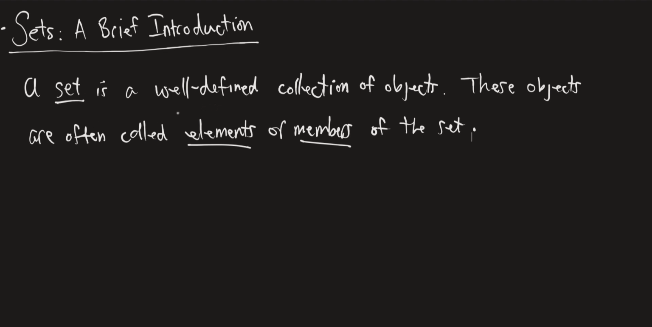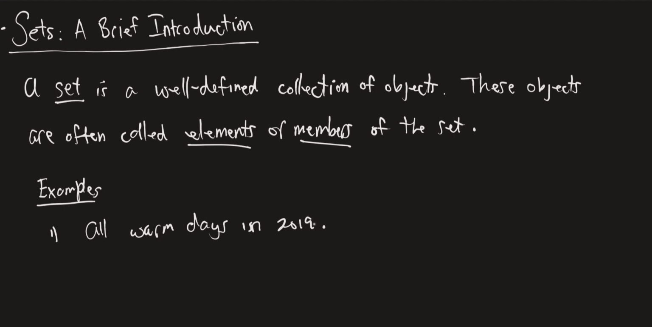Now, what do we mean by well-defined? Let me just give a few examples of collections that either are or aren't sets. So the first one could be, let's just say, all warm days in 2019. So the question is, is this a set or not?